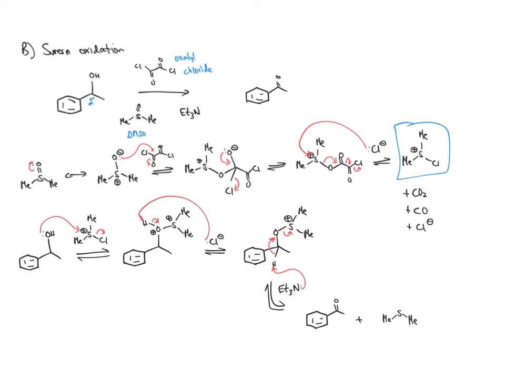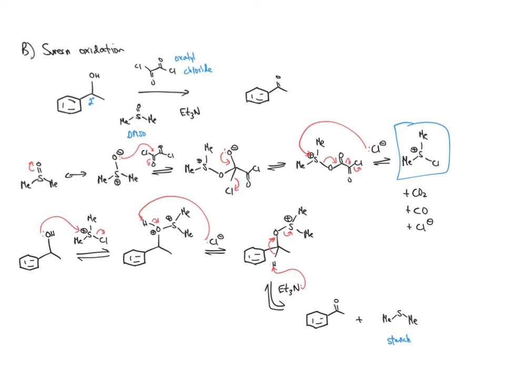Right, and so this is a byproduct of the reaction, and of course dimethyl sulfide has a stench, and so you don't want to do this reaction outside of a fume hood. And so this is an alternative to the Jones oxidation, in which you can take primary or secondary alcohols and make the aldehyde and ketone respectively.